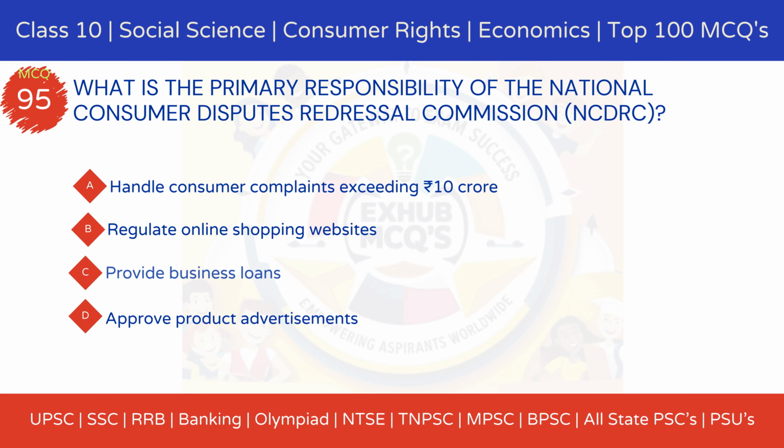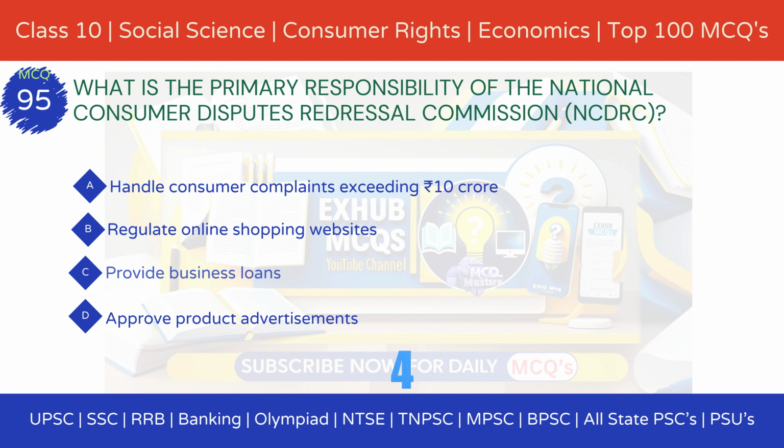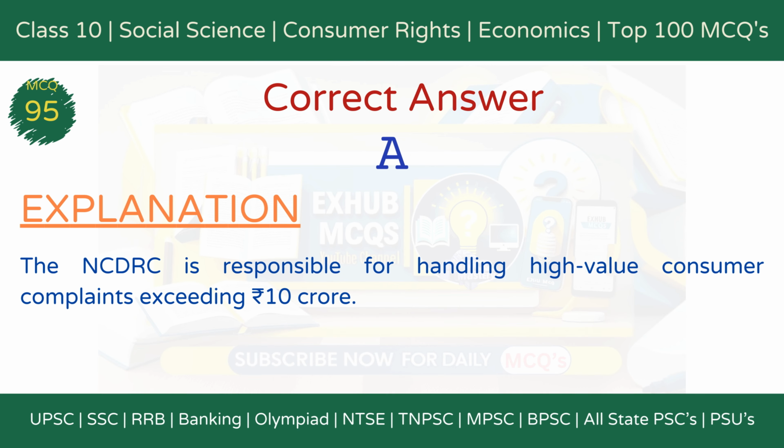MCQ 95. What is the primary responsibility of the National Consumer Disputes Redressal Commission, NCDRC? Option A, handle consumer complaints exceeding 10 crore. Option B, regulate online shopping websites. Option C, provide business loans. Option D, approve product advertisements. The correct answer is option A, handle consumer complaints exceeding 10 crore. Explanation: the NCDRC is responsible for handling high-value consumer complaints exceeding 10 crore.